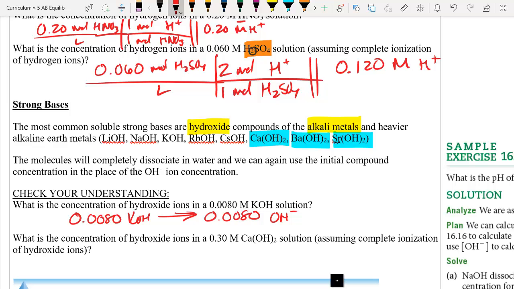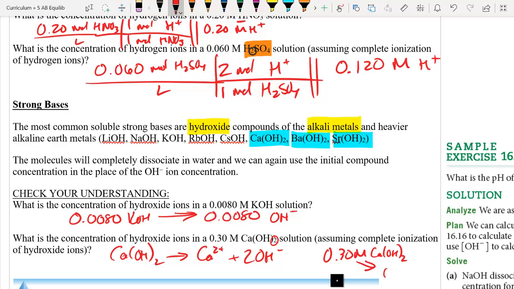For something like calcium hydroxide, pay attention to the number of hydroxide ions here. Well, that calcium hydroxide is going to split into not 1, but 2 hydroxide ions when we write out that dissociation equation. That means, just as before, we're going to have to double the concentration. I began with 0.30 molar calcium hydroxide, and that is going to turn into 0.60 molar hydroxide ion.